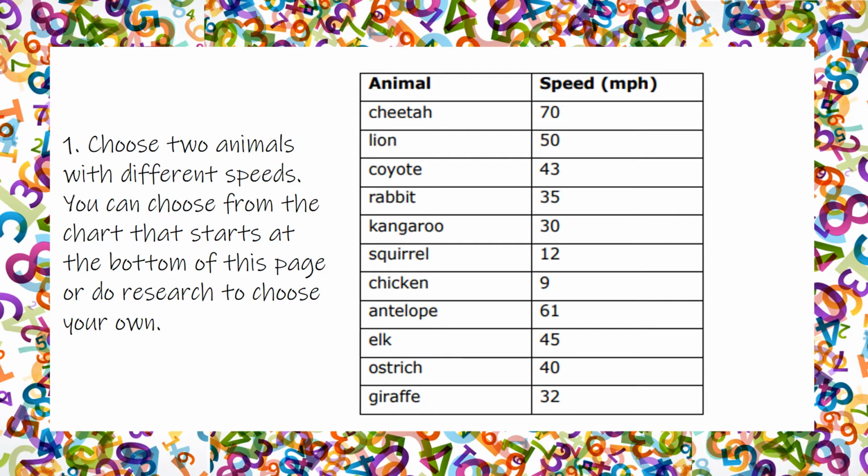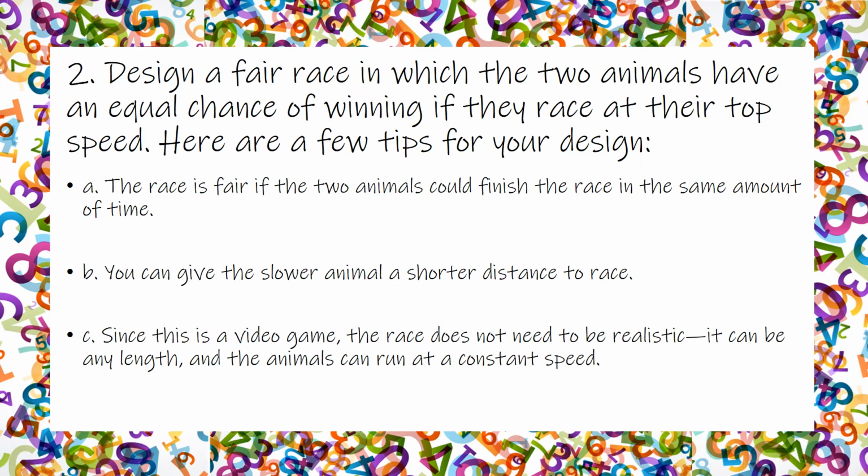Okay, so I'm going to do the kangaroo with 30 and the ostrich with 40. Okay, so the race is fair if the two animals could finish the race in the same amount of time. So we're going to have to give some a shorter distance to travel.